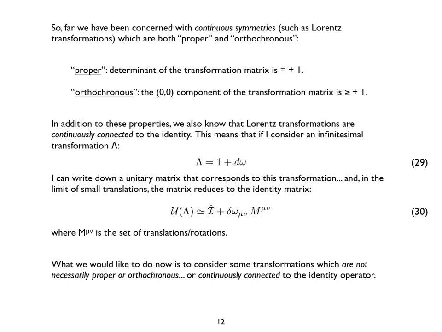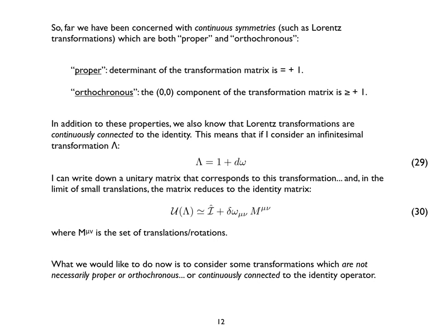Dr. Orthochronous. So proper just means that the determinant of the transformation matrix is +1. Orthochronous means that the 0,0 component of the transformation matrix is greater than or equal to +1. Those are the definitions. What we're interested in are transformations that aren't those things, either one or the other, or maybe both.